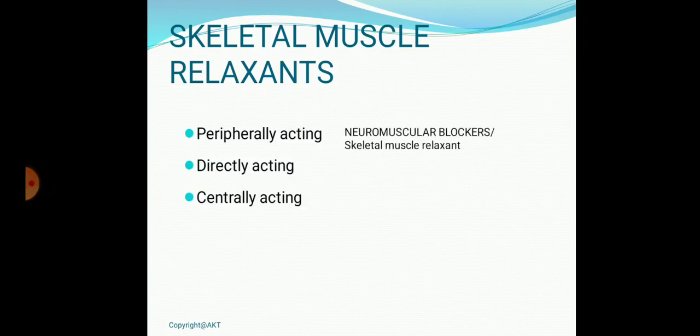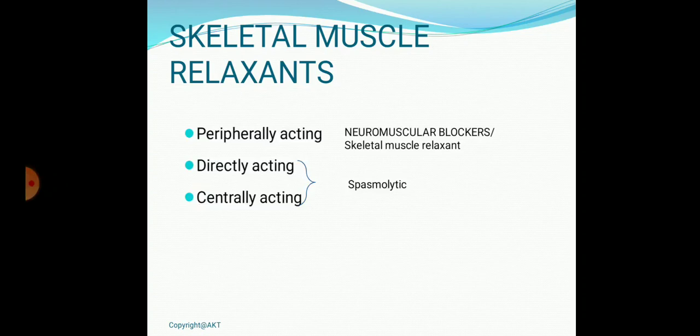If you see peripherally acting, they are purely neuromuscular blockers. That means they block the neuromuscular junction, and they are purely skeletal muscle relaxants. They relax the muscle up to a level of paralysis. While directly acting and centrally acting skeletal muscle relaxants will not produce paralysis, but they will relieve the spasm due to excessive skeletal muscle contraction, and they are usually known as spasmolytics.